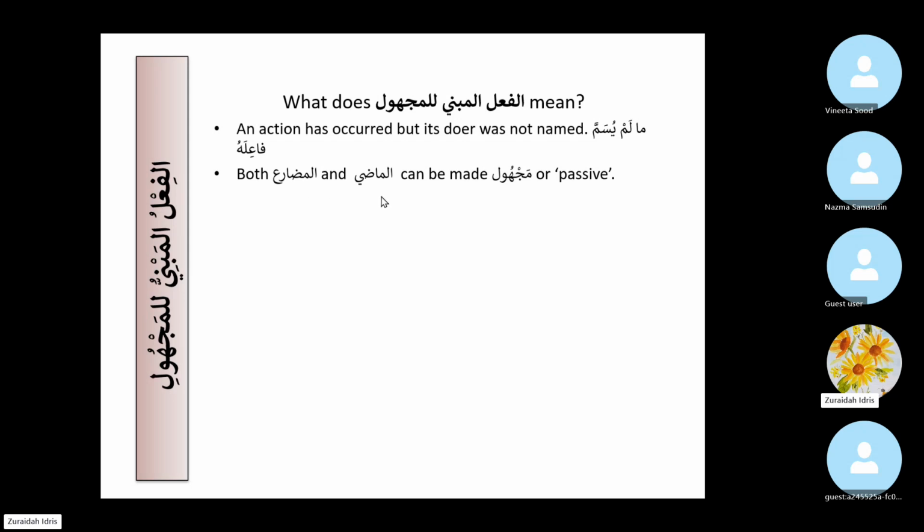Now, both the mudari and madi can become passive. However, only transitive sentences can be made passive. Another new word here in English, transitive. So what is transitive in Arabic?